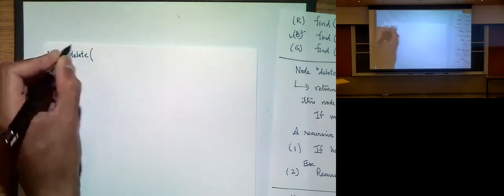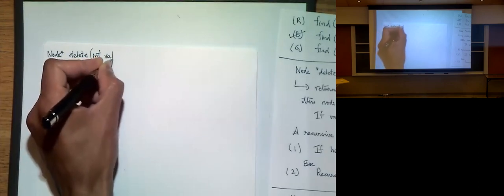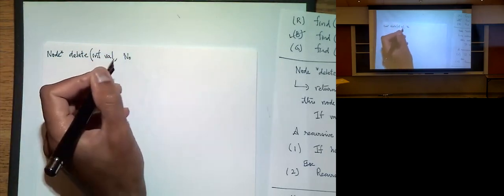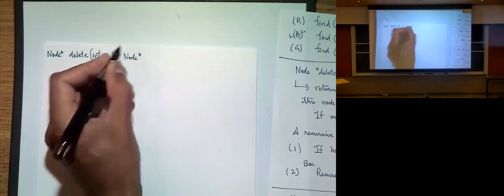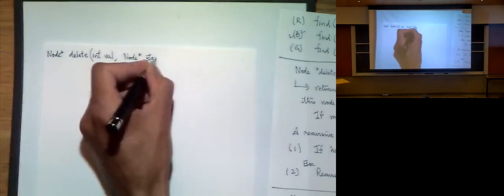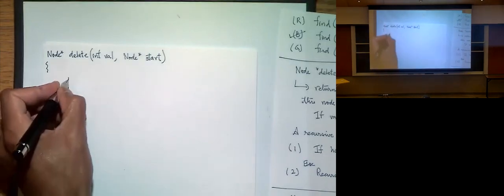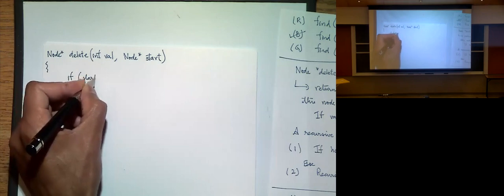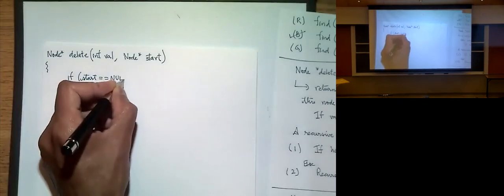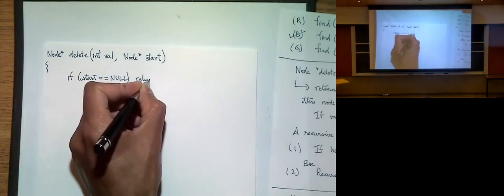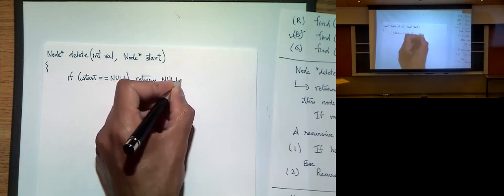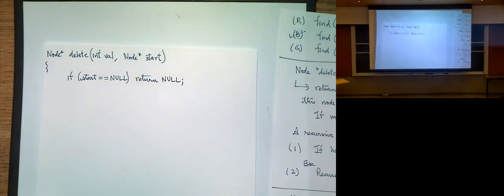Okay, so how do we do this? We can do delete, node star. We have our int val. And then we have some node star start. So we'll do the base case. So we'll say if start is equal to null, return null. Fair enough. Now what?